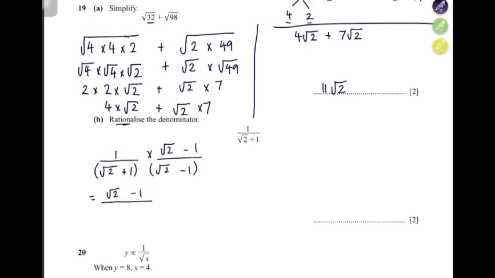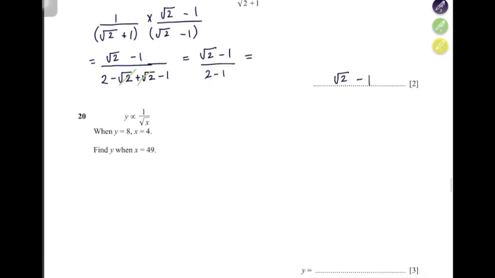Square root 2 into 2 is going to be 2. And then square root 2 into minus 1 is going to be negative square root 2. 1 into square root 2 plus square root 2. 1 into 1 is 1, 1 into negative 1 is negative 1. So minus and plus get cancelled here. And then 2 minus 1 is 1 in the denominator. So this is going to be square root 2 minus 1 divided by 2 minus 1. This equals square root 2 minus 1. This is our final answer.